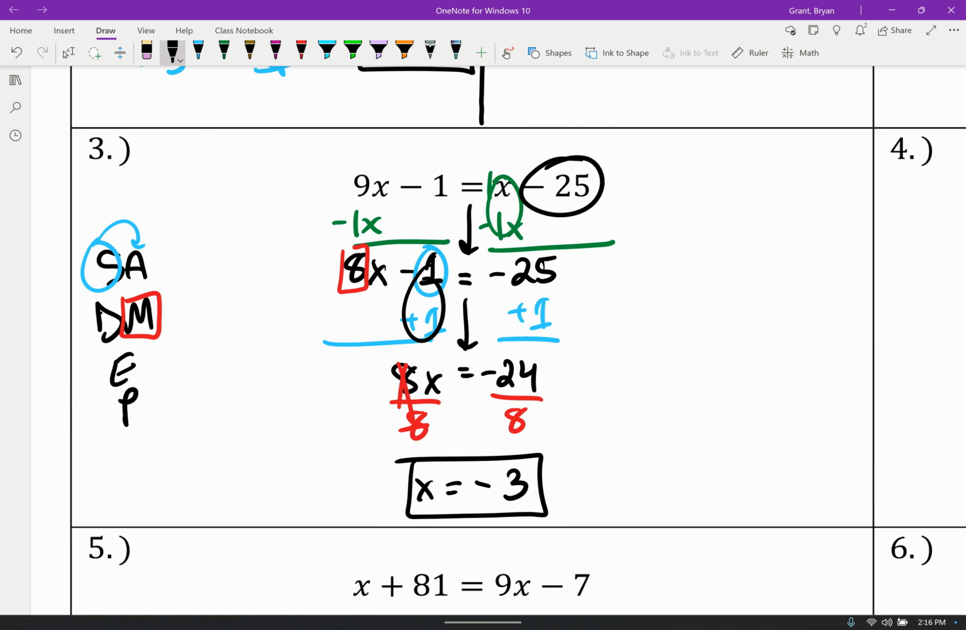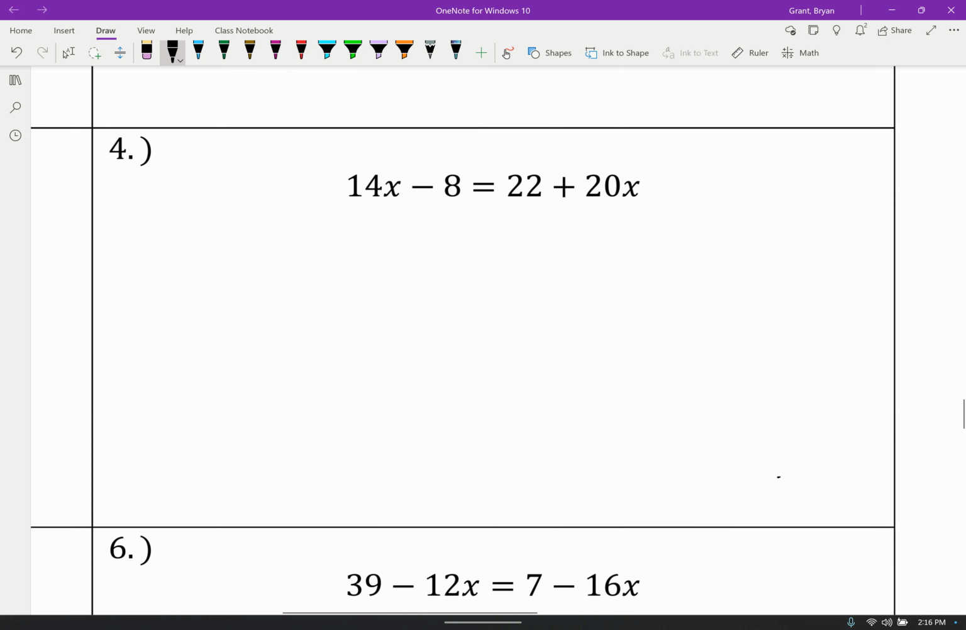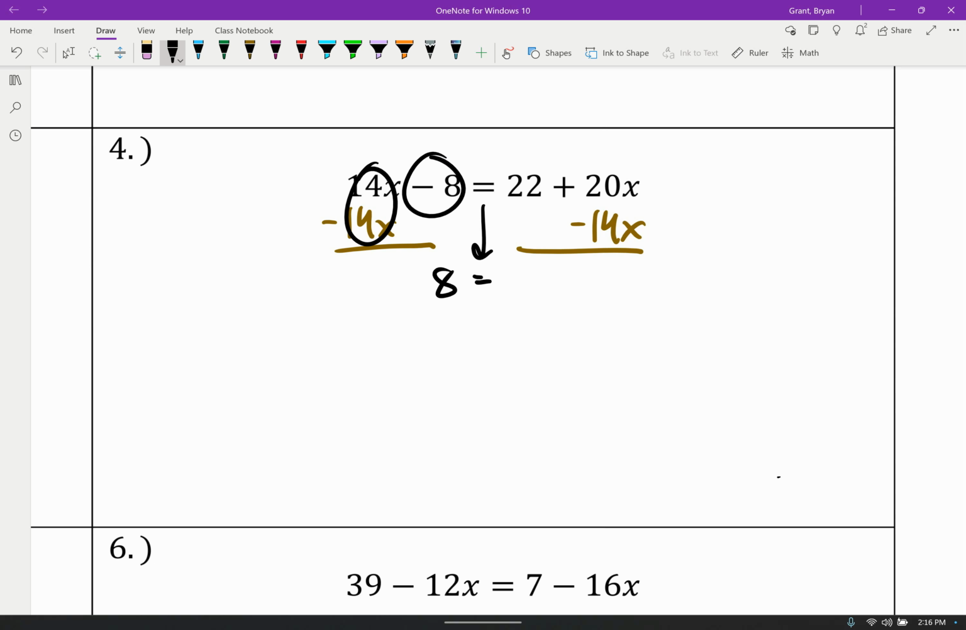Nice. Couple to go. 14x minus 8 equals 22 plus 20x. Looking at those, I think if I subtract 20 from both sides, the x's become negative. I'm going to choose to subtract 14x from each side, I think, in this case. Notice how we're doing it to the like terms. Bring down the equals. Is this a positive 8 or negative 8? Ooh, there's a negative. Actually, it's a minus at the beginning, but once the 14x is gone, now we read it as a negative. Tricky, tricky math.